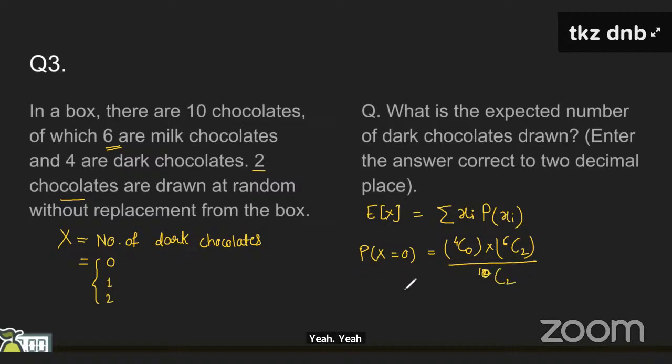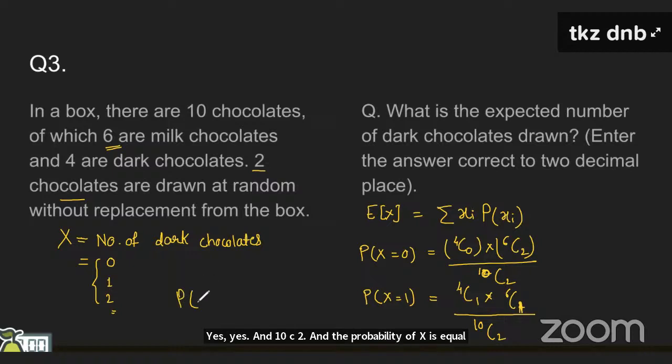Right? Similarly, what will be the probability of x is equal to 1? That means 1 dark chocolate is chosen. So out of 4, 1 is chosen, multiplied by 1 milk chocolate from 6, so 6C1, and divided by 10C2. And probability of x is equal to 2, we have already calculated. It was 0.53, right?